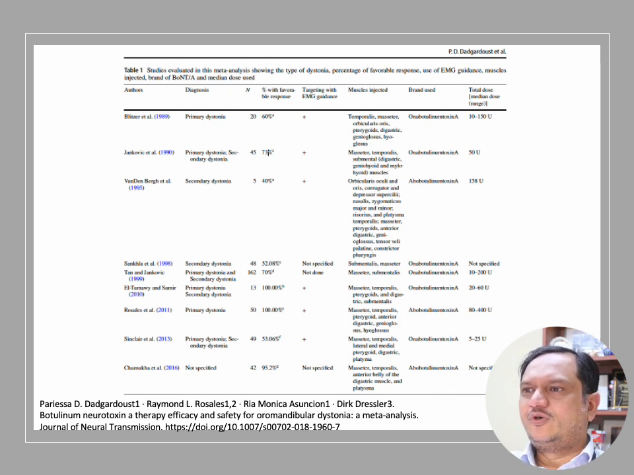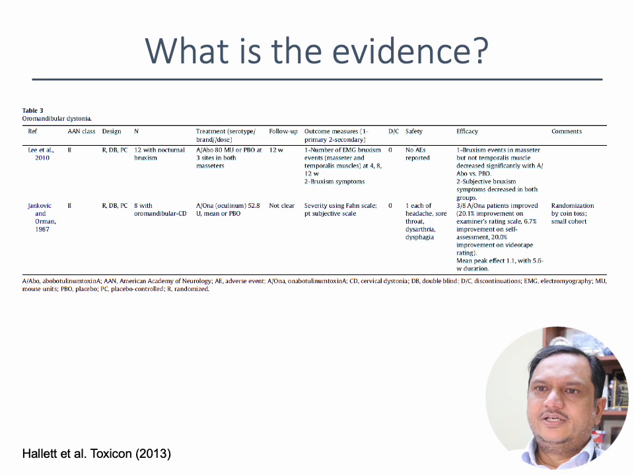The muscles injected, of course, vary based on the type of dystonia, but involve all these common muscles that we will be looking at later on, and all of them involved type A toxin in various dose ranges. So there is AAN class 2 evidence, as summarized by Lee et al. in the 2010 study and the earlier study of Jankovic in 87, showing clear benefit in a properly designed study.